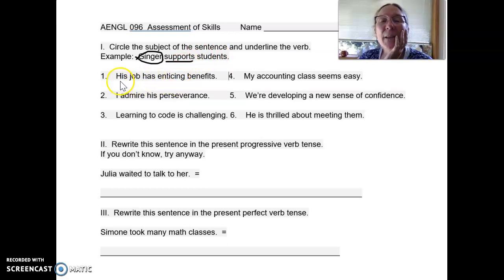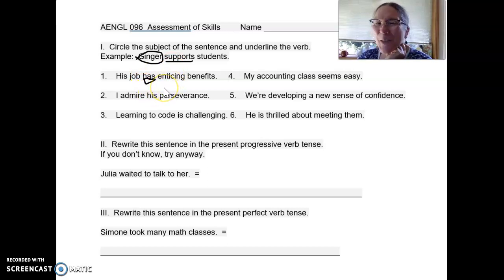Okay, let's try these sentences. His job has enticing benefits. Do you want to change this sentence to the past to find the verb? Okay, past. His job had enticing benefits. The only word that changes in this sentence is had. So we're going to underline that. There is the verb. Enticing is not a verb.